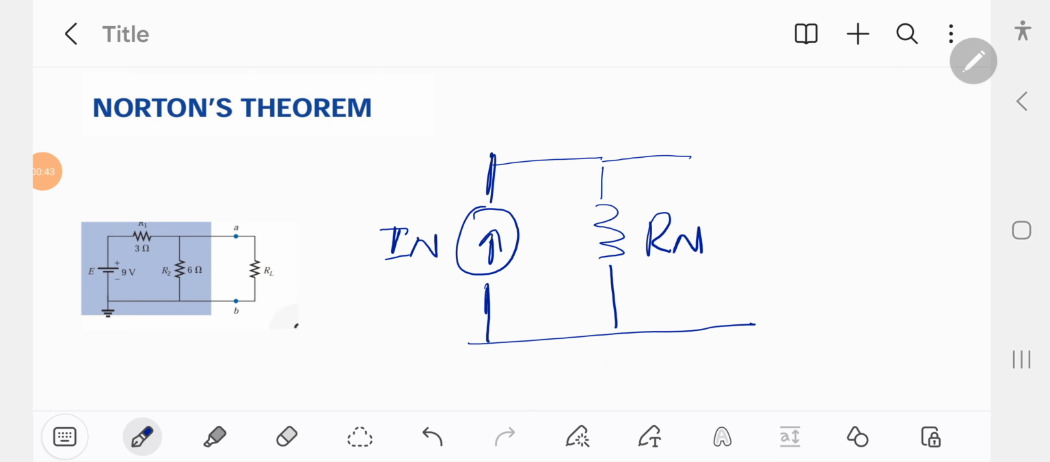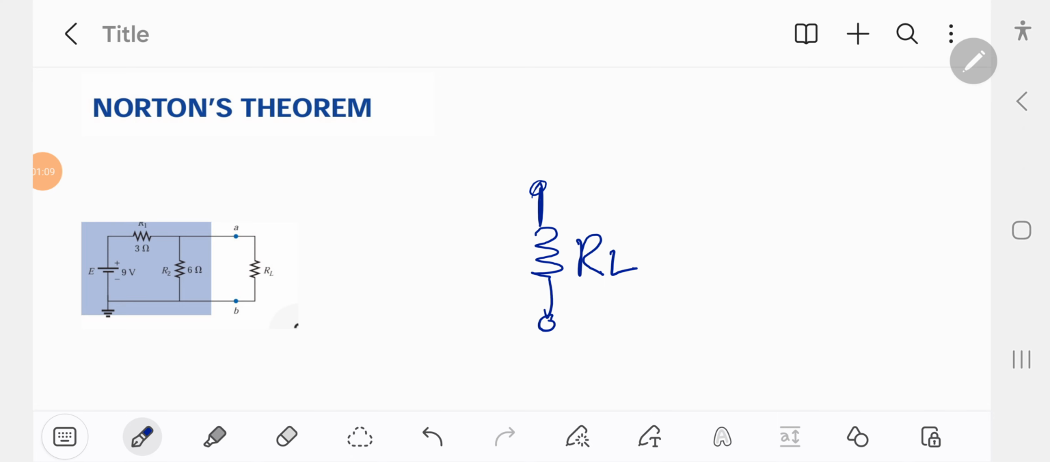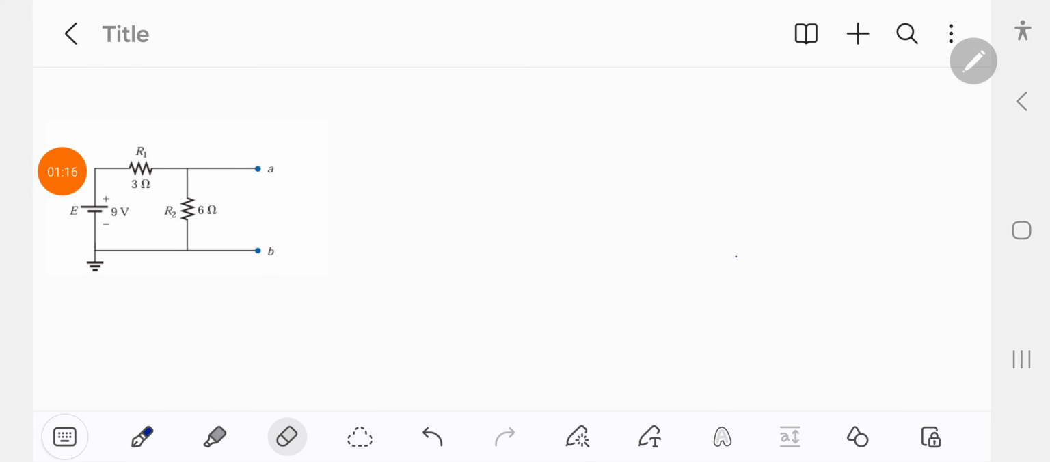So we have the following steps which need to be followed to convert this network into a Norton equivalent circuit. In the first step, we will remove the RL resistance on a temporary basis. The RL resistance must be removed temporarily. So our circuit will look like this.